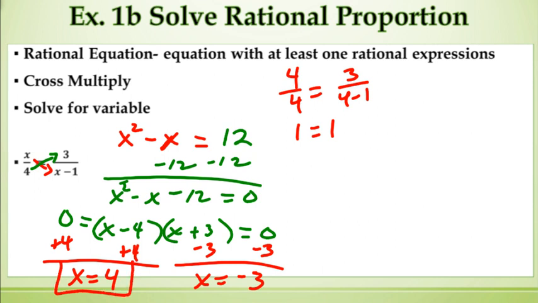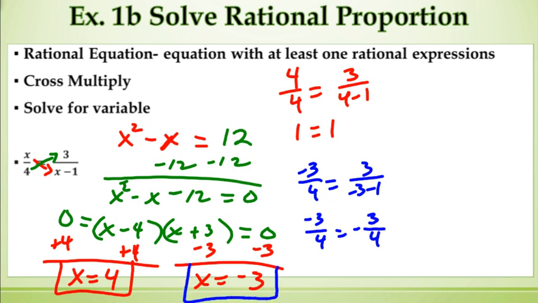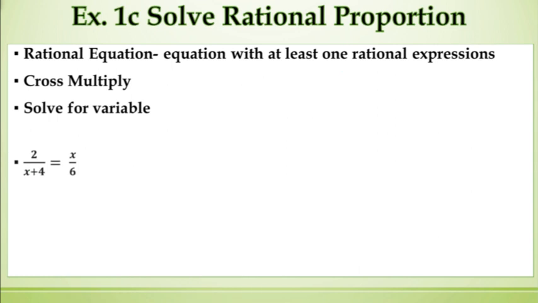I put a negative 3 in there. So negative 3 over 4 equals negative 3 over negative 3 minus 1. I end up with a negative 3/4 equals a negative 3/4. So I know x can equal a negative 3. Therefore, those are my two solutions. You may do example 1C yourself.